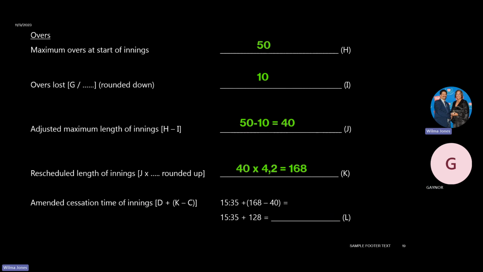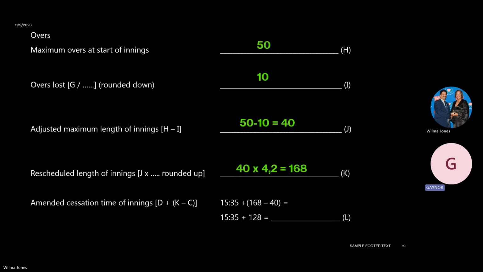Correct. Right. Now let's work out the cessation time of the innings. Would you like to go through that calculation for me? I would do that. So the cessation time is D. So if I go back on my calculation sheet, D would be 1535 plus, in brackets K, which is 168 minutes, subtract C, which is 40 minutes. So as we were trained, we should first do the brackets. Okay, so it's 1535 plus, if I take 168 minutes, subtract 40, that will give me 128 minutes.